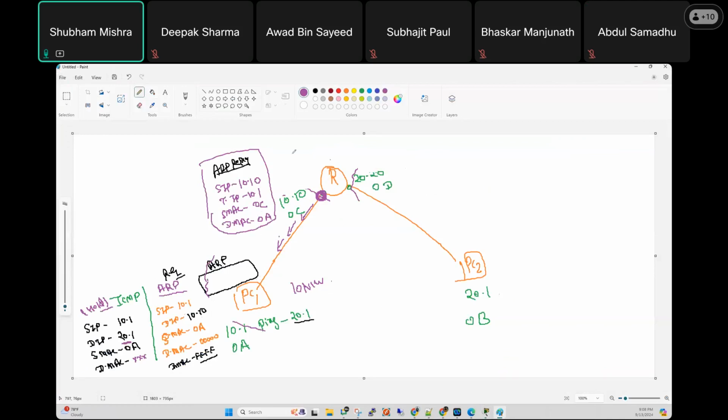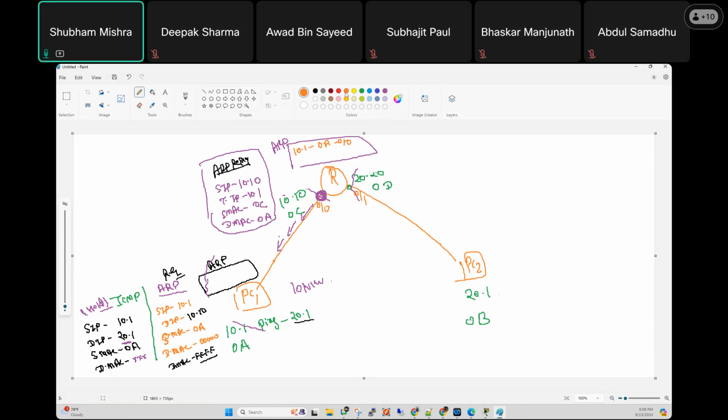And what does the router do? The router maintains this entry in which table? ARP table. What is the entry for 10.1? What is the IP? 10.1. And what is the MAC address for 10.1? That is 0A. And which interface? Gig 0/0, because this is 0/0 and this is 0/1. Are you clear, everyone? Anyone have any doubt?